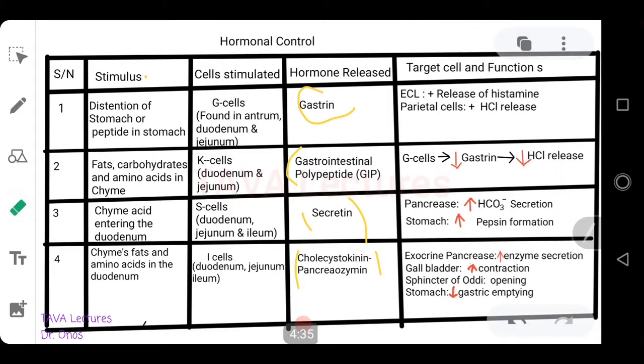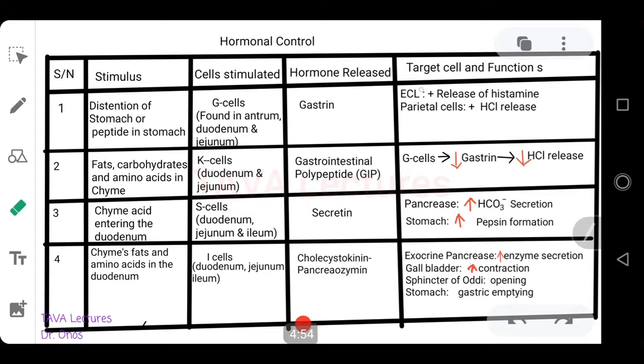Now, back to this. The stimulus, as we said, starting from the stomach: distension of the stomach by food or peptides in the stomach stimulates G cells, which are present in the antrum, the duodenum, and the jejunum, and G cells bring out gastrin.